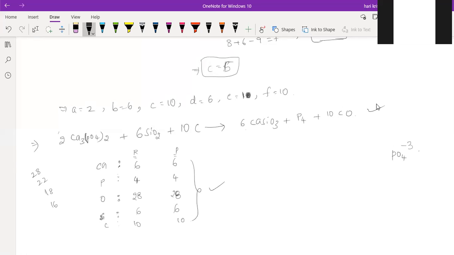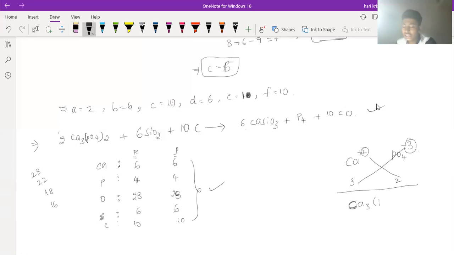The phosphate always will show -3 and the calcium will show +2. So when you interchange these two numbers, it is a 3, it is a 2, so it will form Ca3 (PO4)2. That is the calcium phosphate formula.